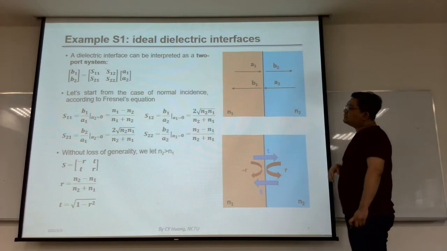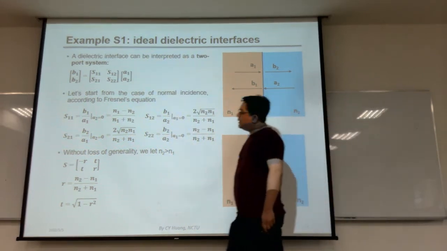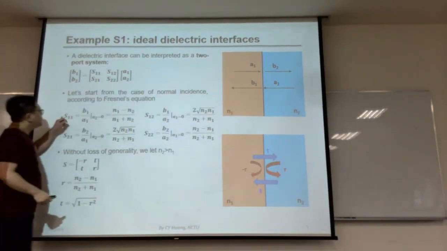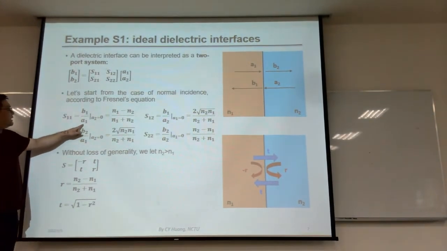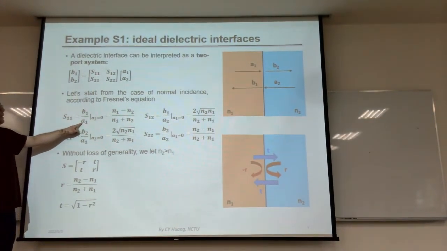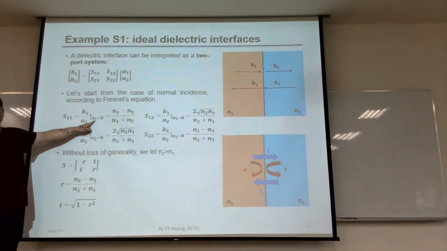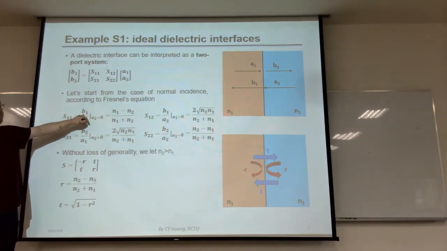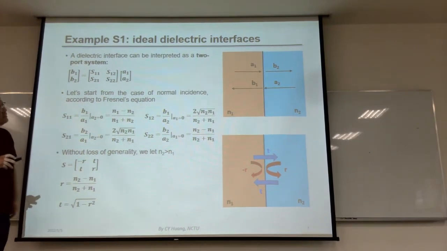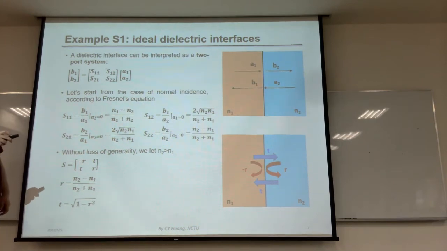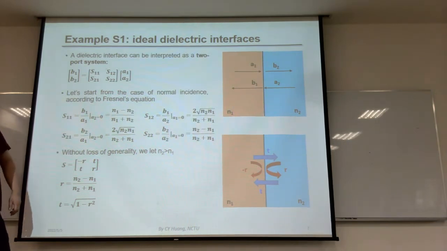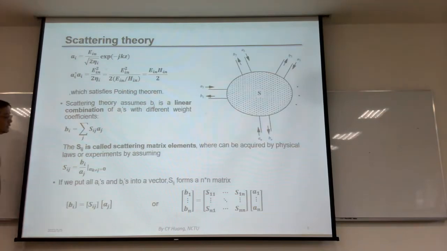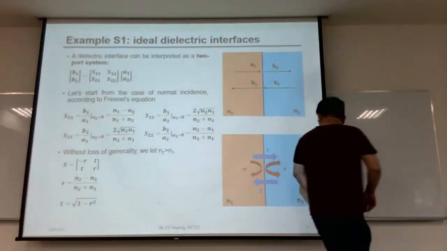Alright, so according to S11, S11 means when there's input power from A1 and no input power from A2, what's the output power from B1? Since there is no input from here, there's only input from A1, and we will see the power from B1. So basically, this is the reflectivity. We write it down more specifically.